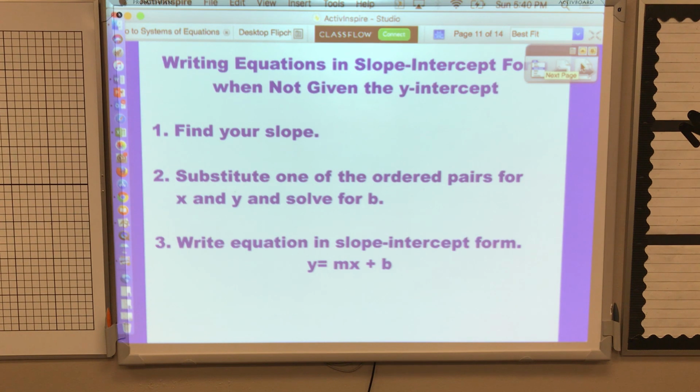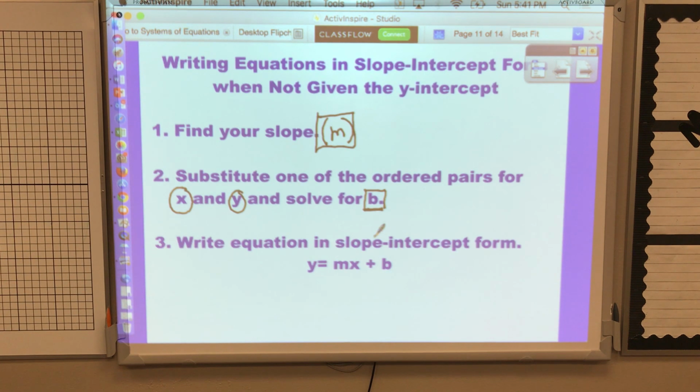The last type we need to go through, and these are the ones that are the hardest because you're writing equations in slope-intercept form when they don't give you the y-intercept. So the first thing we need to do is still find our slope, we need to find our m. Then we have to substitute one of the ordered pairs for x and for y and solve for b. So we need to find m and we need to find b, just like before.